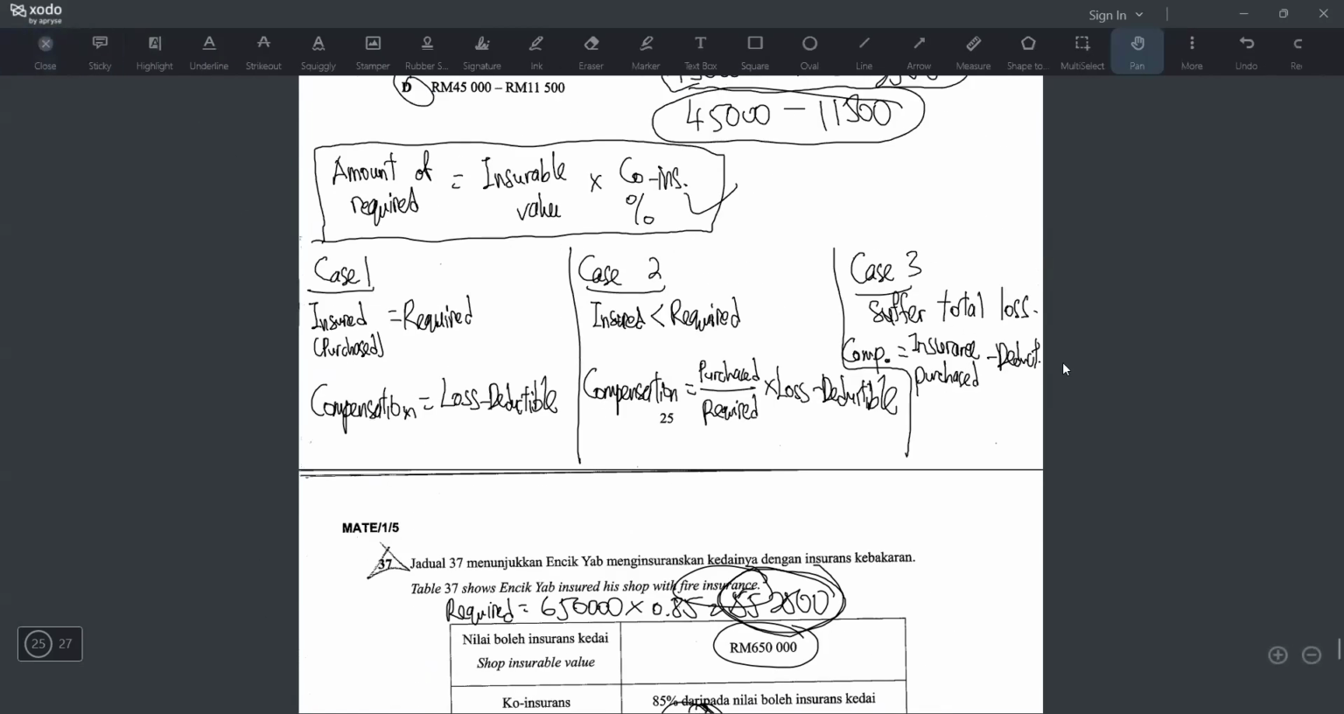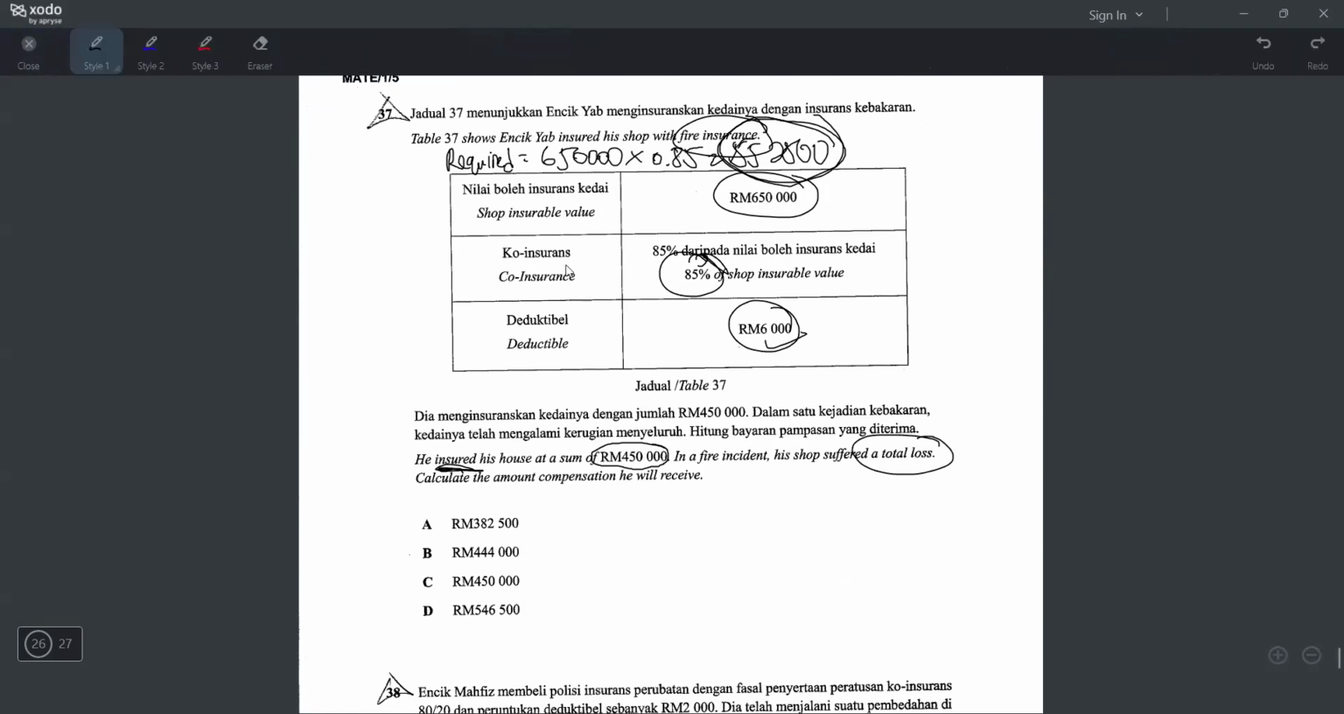See, I write here, insurance purchase minus deductible. So the compensation will be insurance purchase, which is 450,000. This is the amount he insured, his purchase, minus with deductible 6,000, and then straight away get the answer already. So let's press. Okay, my calculator give me 444,000. So the answer is B.